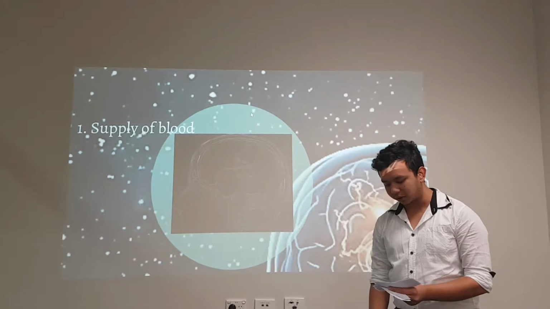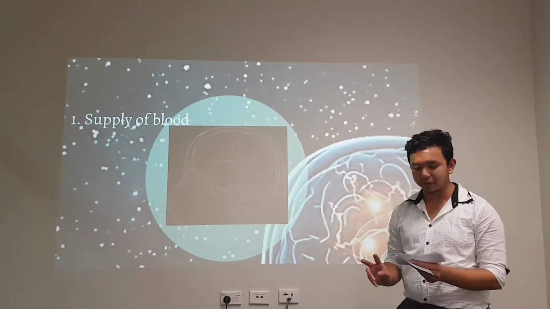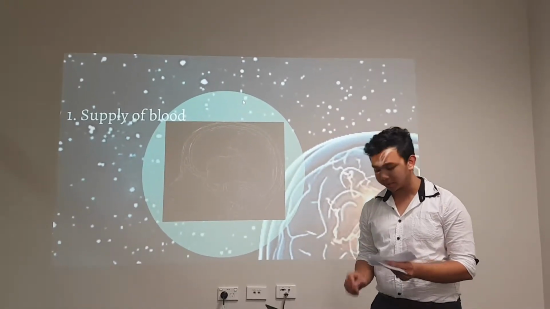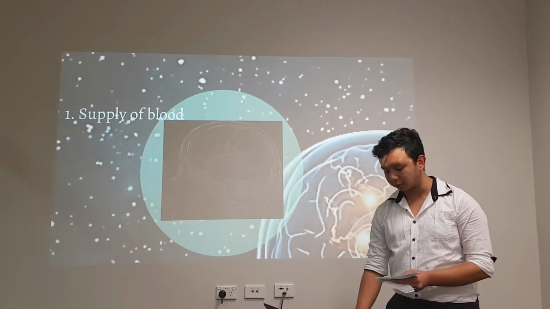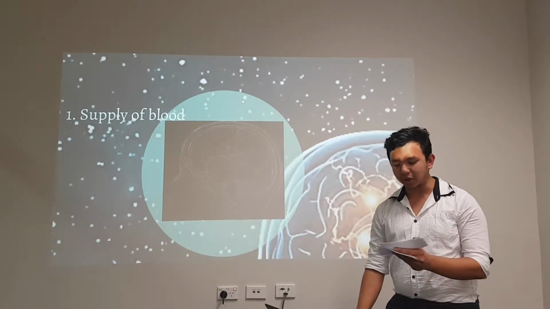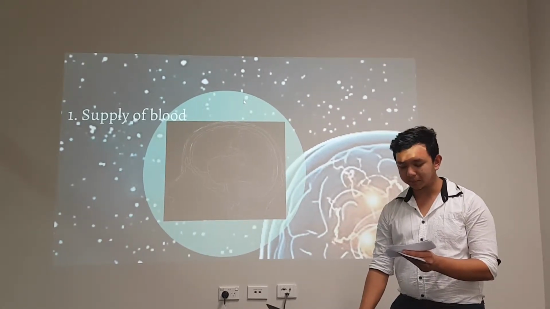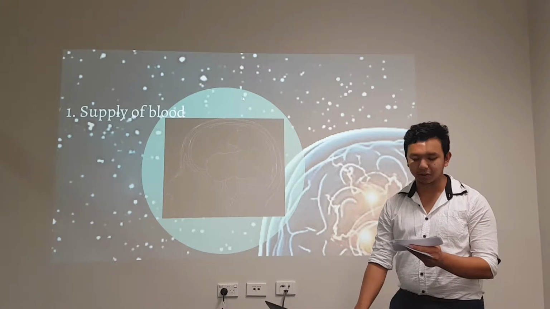Since stroke is caused by the loss of blood supply, there are two main ways in which the blood supply is disturbed. First is the stoppage of blood flow, and the second is the rupture of a blood supply. The stoppage of blood flow is the more common one.